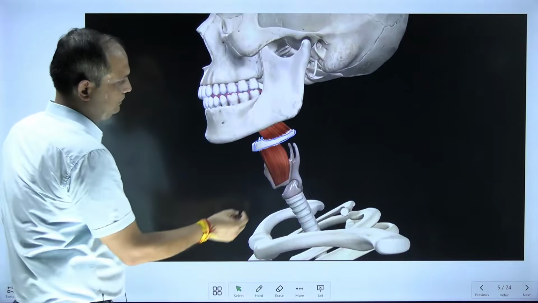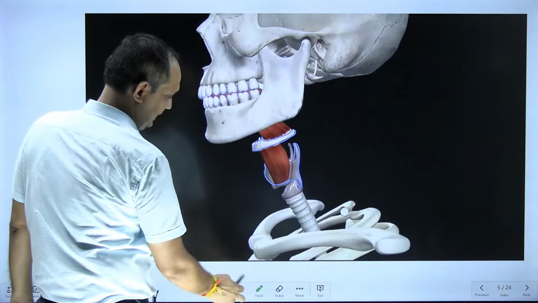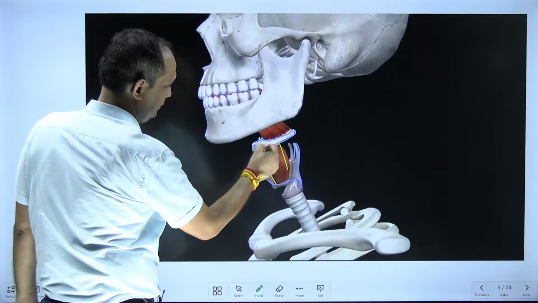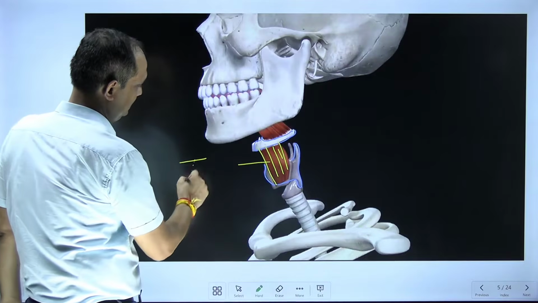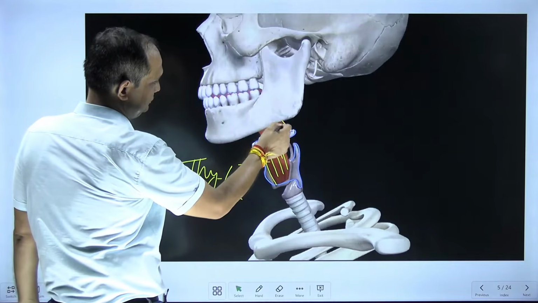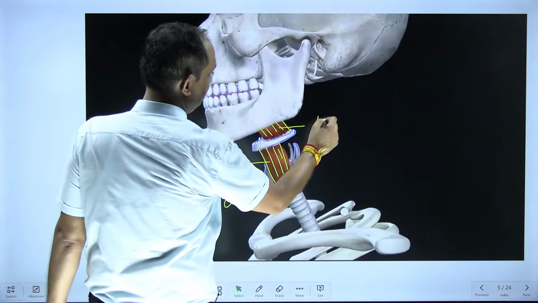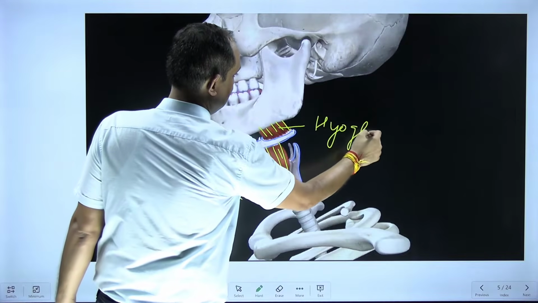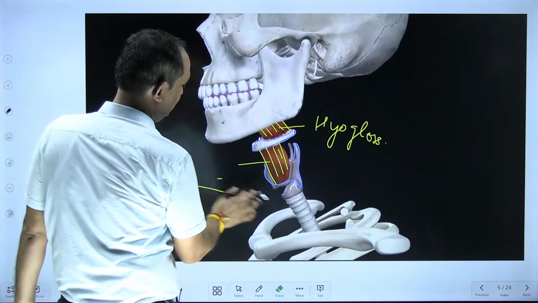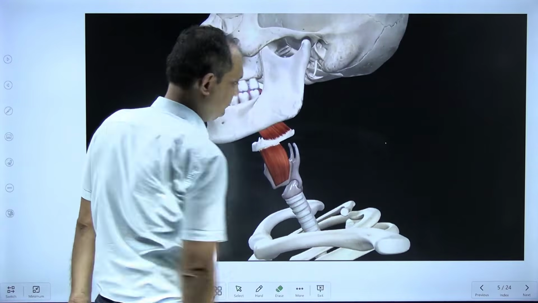Now below the hyoid bone you are able to see that this is your thyroid cartilage. Clear? And here you are able to appreciate there is a connection between the thyroid cartilage and hyoid bone. So what is this? This is your thyrohyoid muscle. Clear? And this is going above and it will go towards the tongue, and this will become hypoglossal muscle. Clear? So let's see one by one about the orientation of these floor muscles of your carotid triangle.